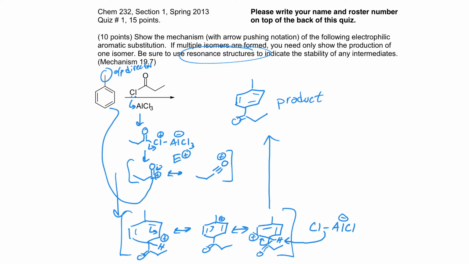It uses the activated intermediate as we saw right here. We get a number of resonance structures showing the stability of our intermediate on the ring, and then we make the product in the para substitution pattern. You could also show the ortho substitution pattern just by choosing a different double bond to react with, but in this case the question said you only need to show one isomer.